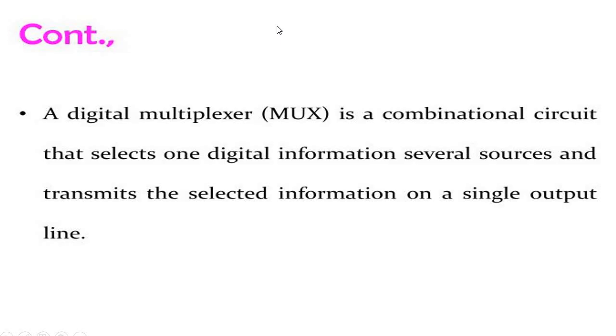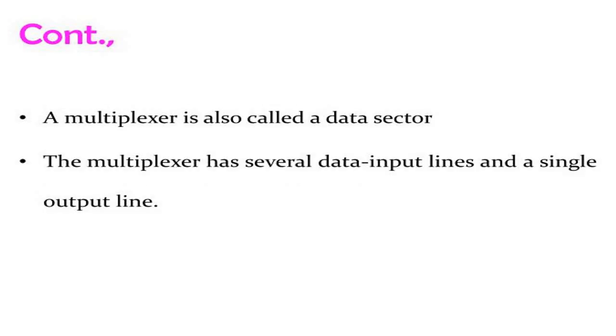A digital multiplexer is a combinational circuit that selects one digital information from several sources and transmits the selected information on a single output line. So there will be several digital informations, and from them one information is selected using a single output line. A multiplexer is also called a data selector. It decides which data is to be selected and transmitted. The multiplexer has several data input lines and a single output line.